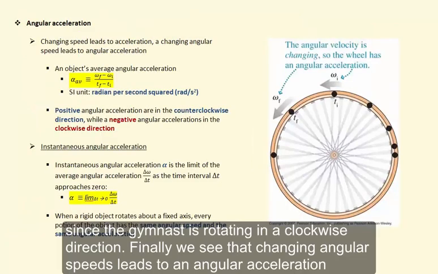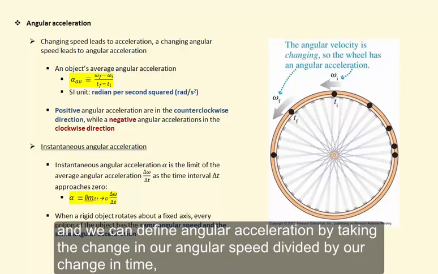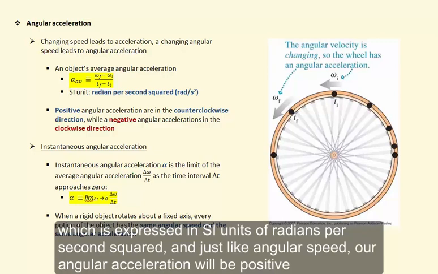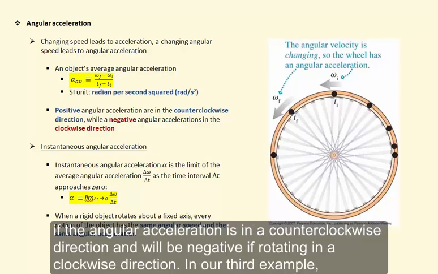Finally, we see that changing angular speeds leads to an angular acceleration. And we can define angular acceleration by taking the change in our angular speed divided by our change in time, which is expressed in SI units of radians per second squared. And just like angular speed, our angular acceleration will be positive if it is in a counterclockwise direction, and will be negative if rotating in a clockwise direction.